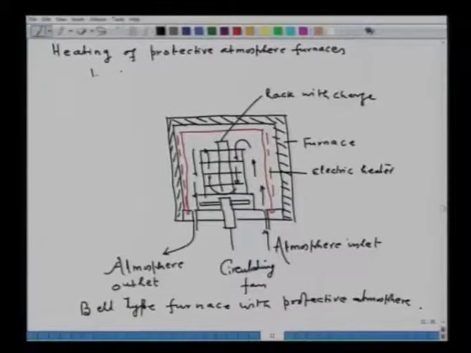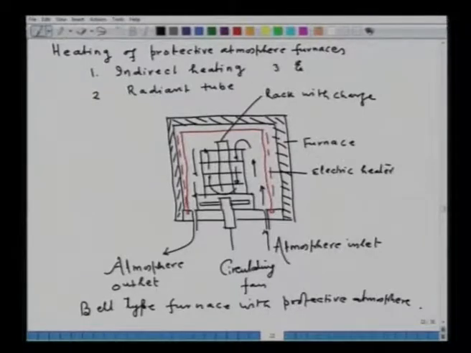Having studied the different types of atmosphere, now let me address a little bit about the heating of the protective atmosphere furnaces, because once you are supplying the furnace with the atmosphere, heating is to be done very carefully. That means one is indirect heating. You cannot heat directly. Second, you can also heat with radiant tubes. And third, of course, electric heating. But if you want to heat with a fuel, then it has to be indirect heating.